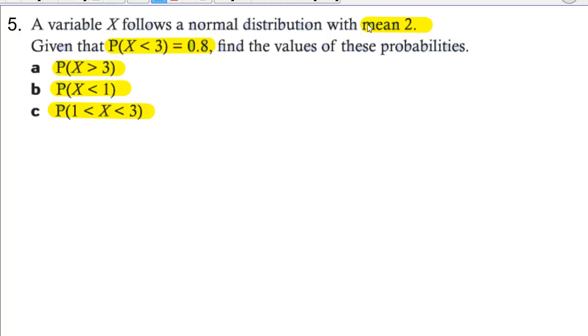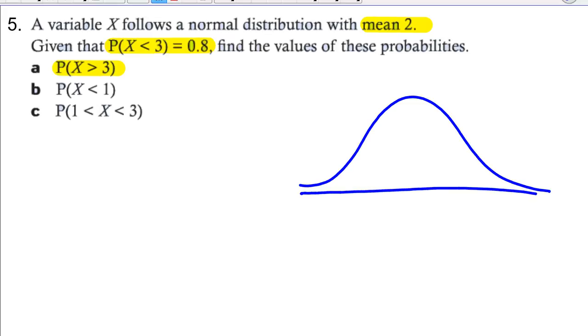Okay, what I want to do first of all is start with A, using the 3 pieces of information, and see how I can find the probability that x is greater than 3. What I'll do is start by graphing, just doing a sketch of the normal curve.